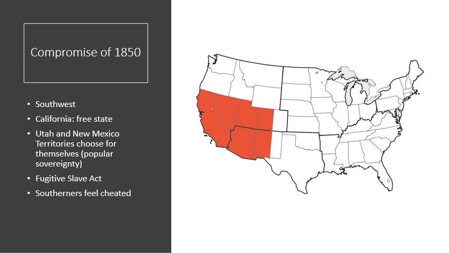While they can get their slaves back from free states, California is admitted, and then Utah and New Mexico get to choose on their own. So they feel like things are kind of going against them.